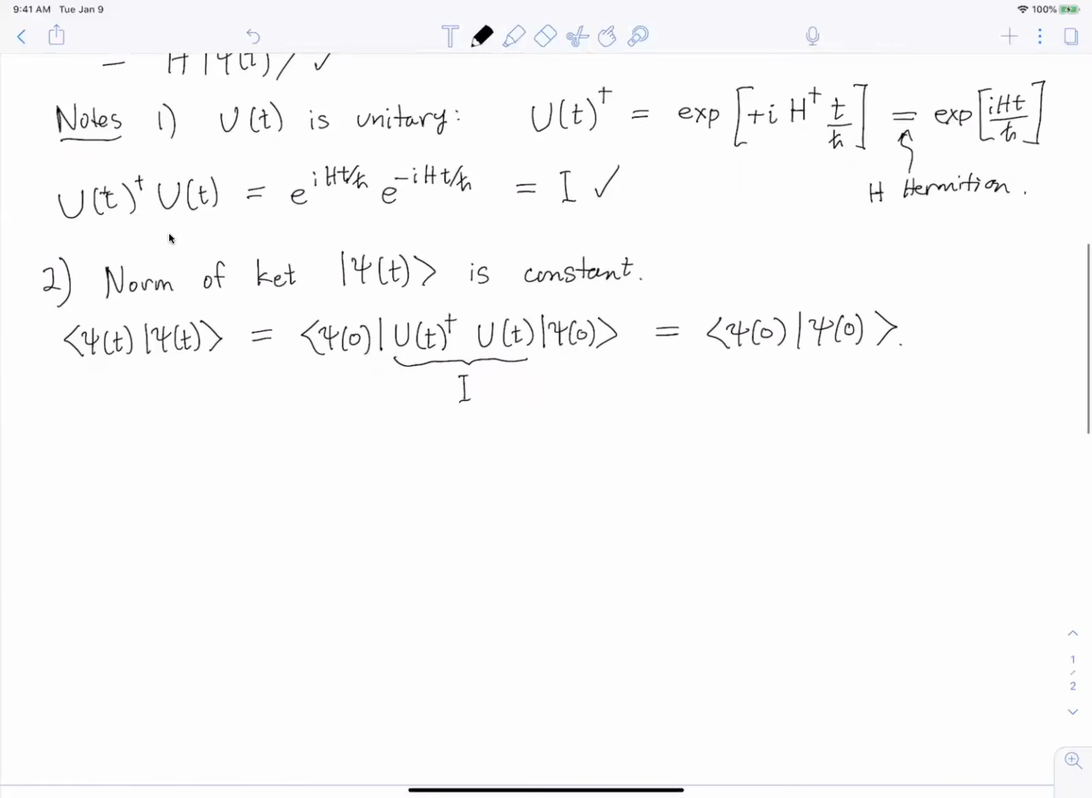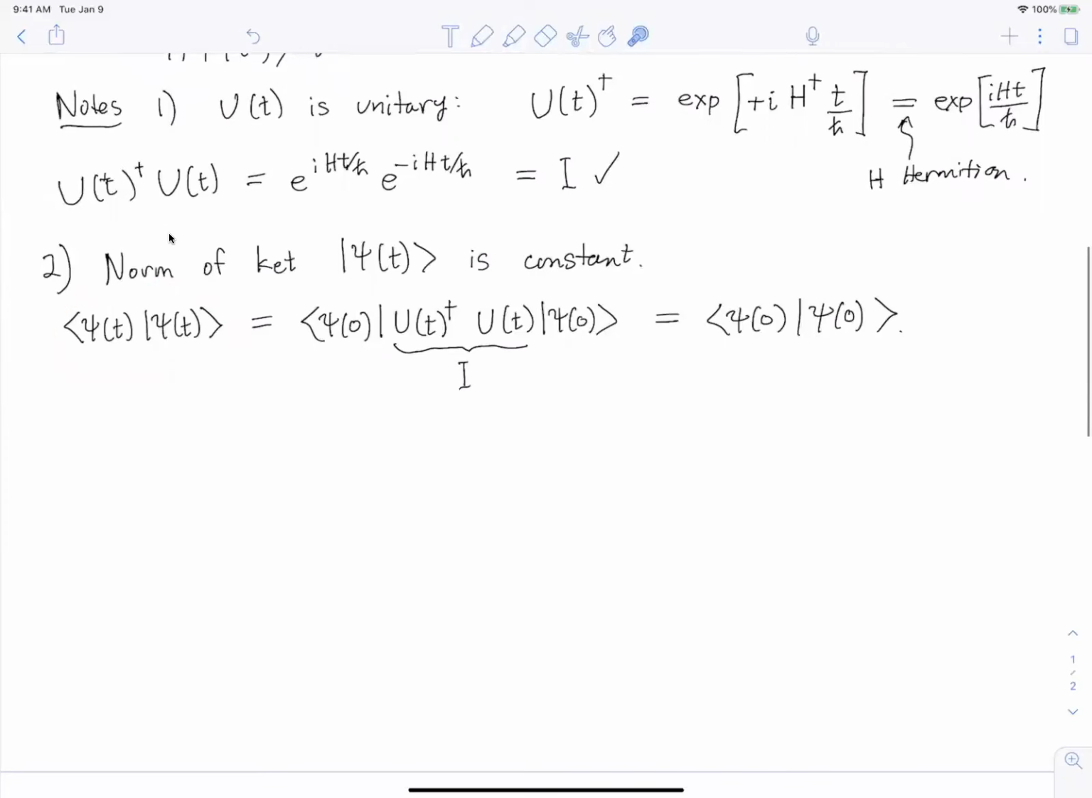So what does that say? It says if you bothered to make your initial wave function psi of 0 have unit norm, then if you follow the procedure for time evolution from Schrodinger's equation, you don't have to worry about it being not normalized to 1 later, because it's going to have the same norm at any other time t.